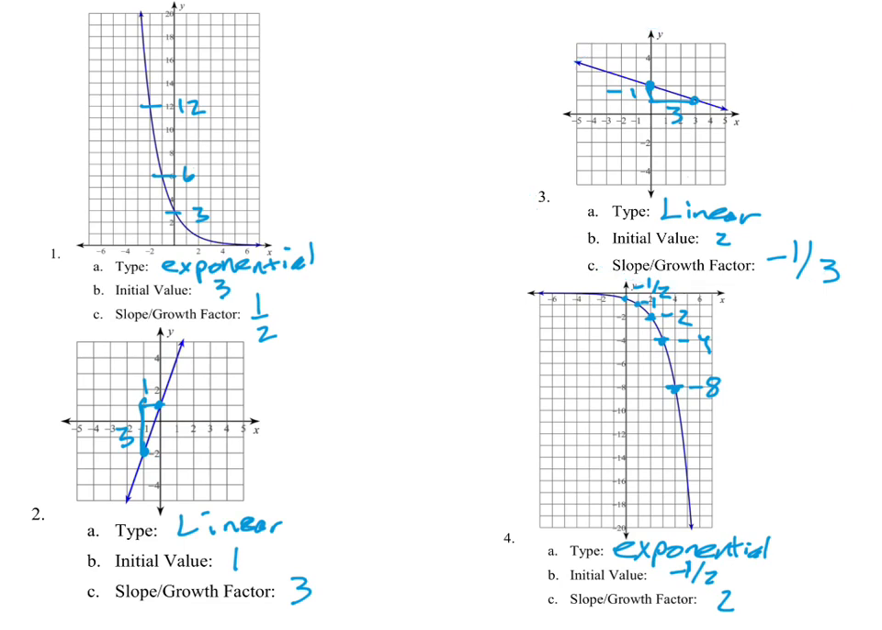Number 3 here, this one's also linear. I got my y-intercept up here at 2. And then going from this point to this one, I had to go down 1 and right 3, so my slope is -1/3. This last one was a little bit tricky, but it is exponential.